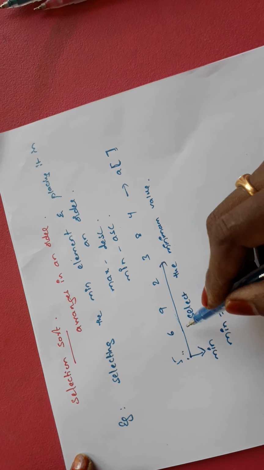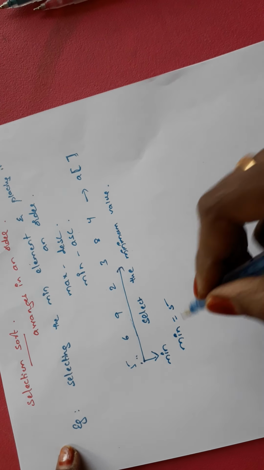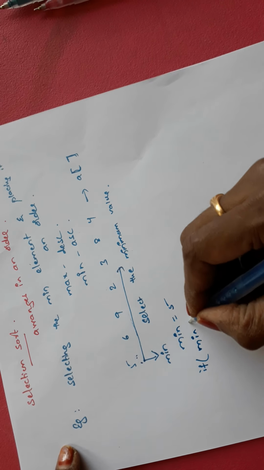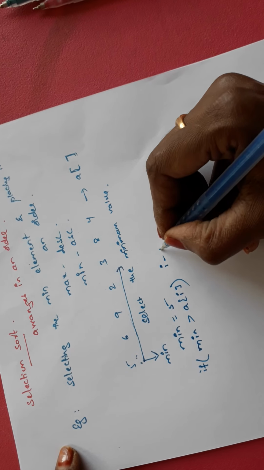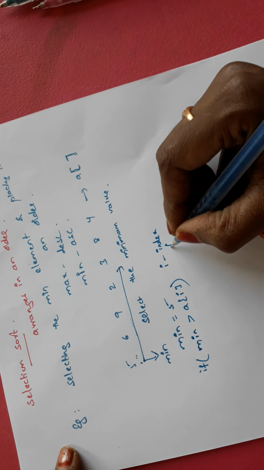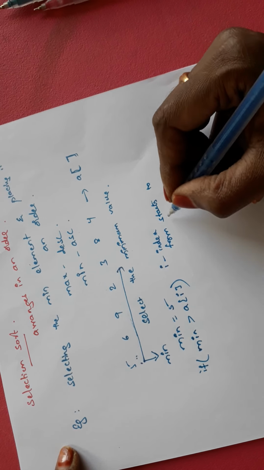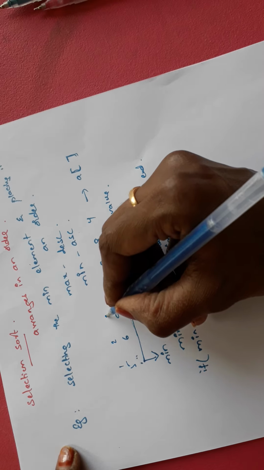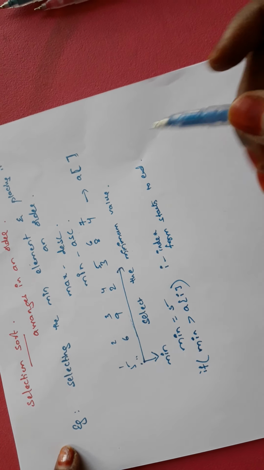Now let us check whether a smaller minimum value is found in this array. How do we check? If condition: if min greater than a of i. Here i is the index from the starting position to the end. Let the indexes be 1, 2, 3, 4, 5, 6, 7. This is the index, 7 elements.